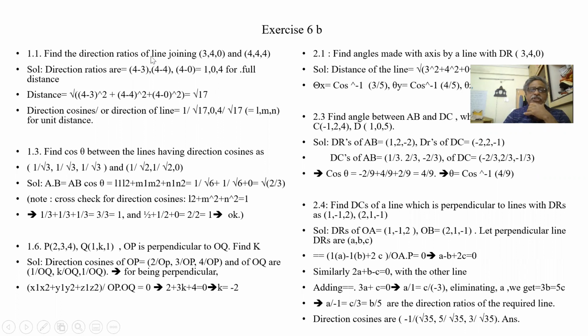Find the direction ratios of the line joining two points. So we know the direction ratio is nothing but x2 minus x1, y2 minus y1, z2 minus z1. When I do this, I get 1, 0, 4 as the direction ratios. So what is the distance between points A and B? It is the root of x square plus y square plus z square. So root of 16 plus 1 is root of 17. So what are the direction cosines of this line from A to B? 1 by root 17, 0, 4 by root 17. These are the direction cosines. Always remember cos theta is less than 1.